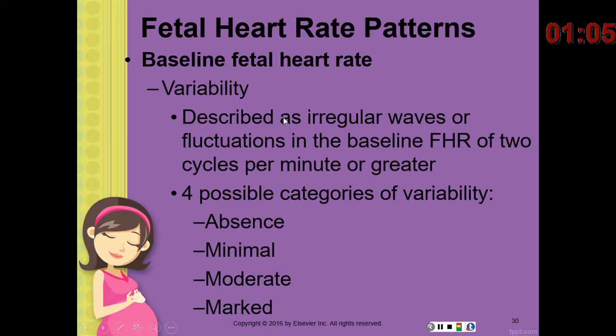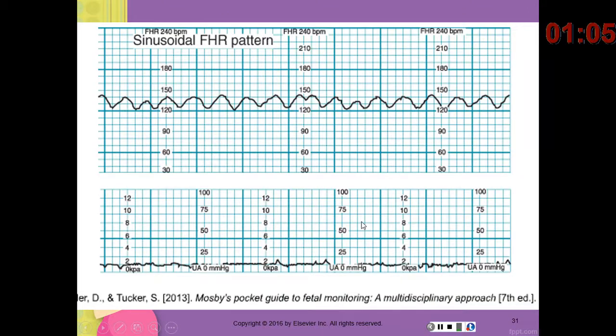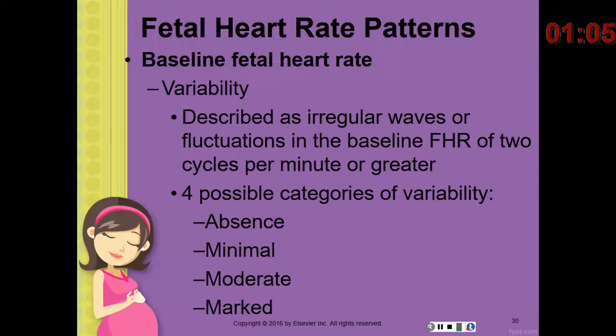All right. So that was our baseline fetal heart rate, which is what the average is, like 140s to 150s, 145 to 150, okay? The variability are those irregular waves that we see, okay? And then these are the 4 possible categories of variability. Now, it takes a lot of time to learn how to read strips, okay? I just want you to know the very basics. So, if we have absent variability, we worry about what? Hypoxemia, right?